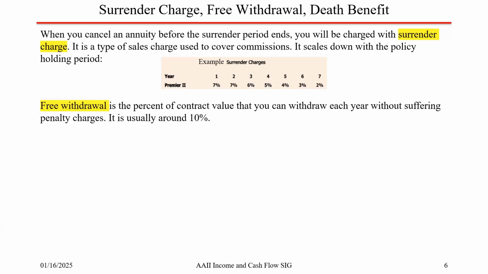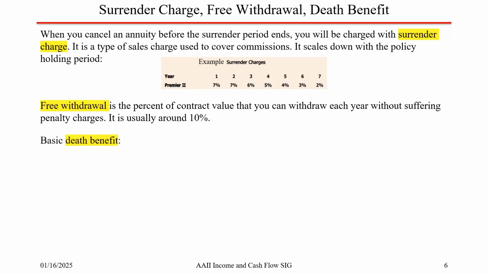And they have this thing called free withdrawal. That's the percent of contract value that you can withdraw each year without suffering any penalty. And it's usually 10% of the contract value. Does this apply for any type of annuity? Generally. But then again, like I said, every annuity has its own fine print. You have to look at the contract to say whether this applies or not. There is no guarantee of this term meaning exactly the same from one company to the other.